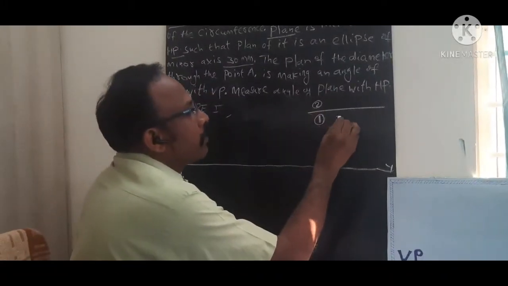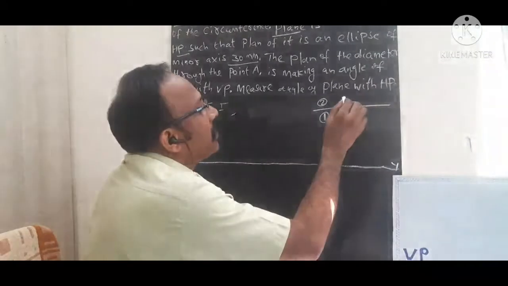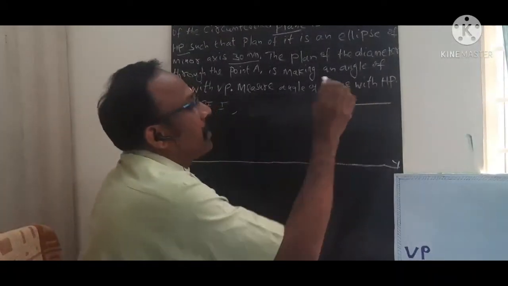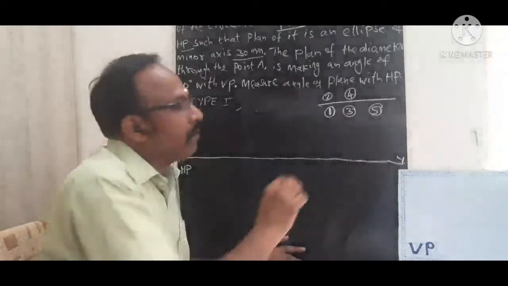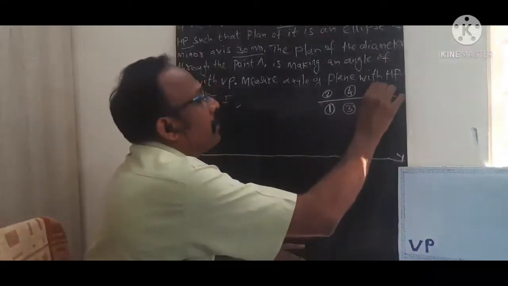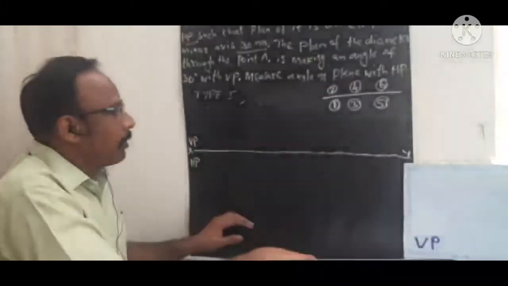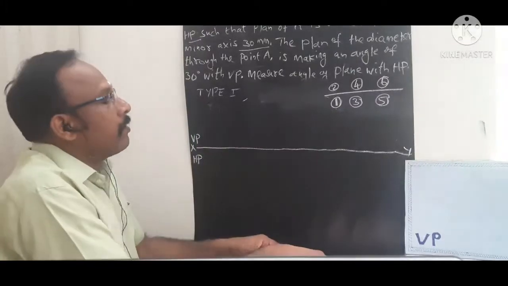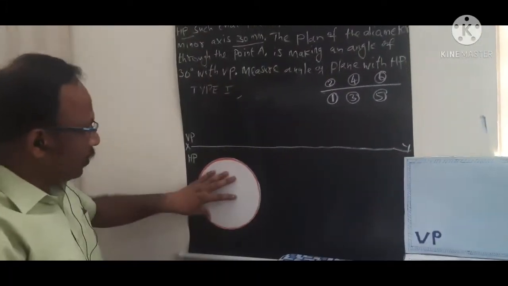For this particular problem you need to draw the second top view, then the second front view. Finally you come to step number 5, final top view, then final front view. This is the order for this particular problem. So first I am going to draw the first front view by keeping the surface parallel to HP.